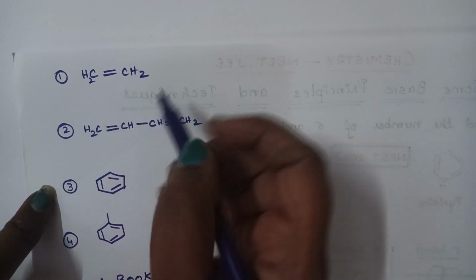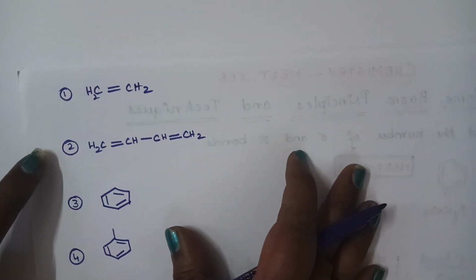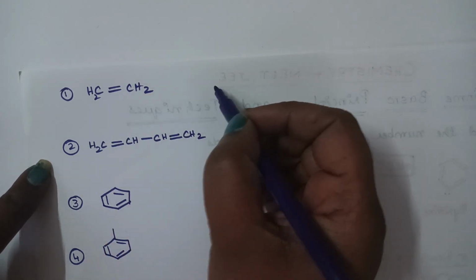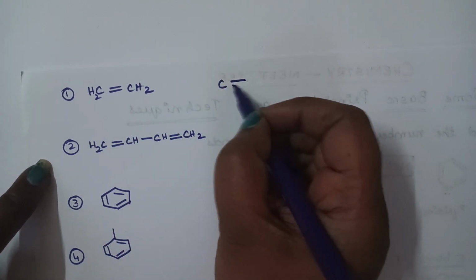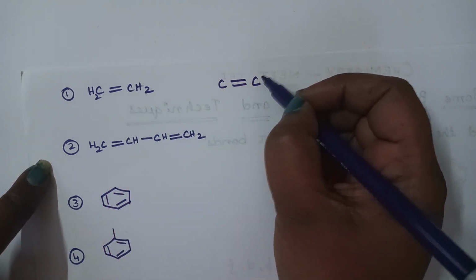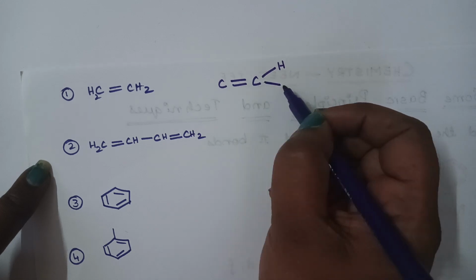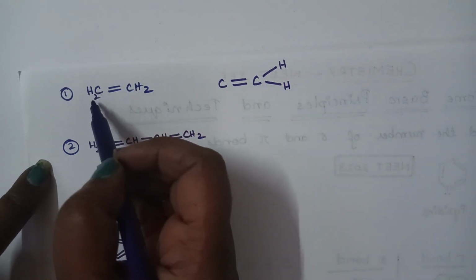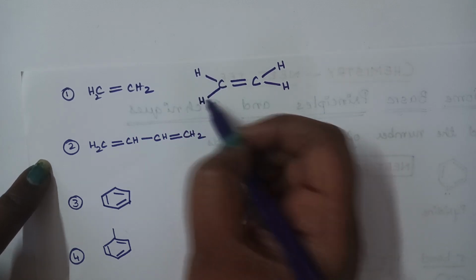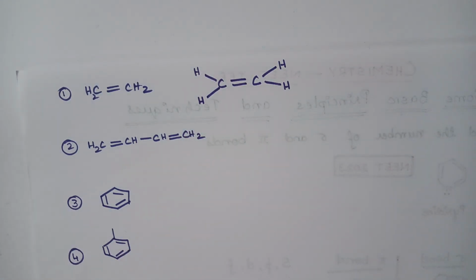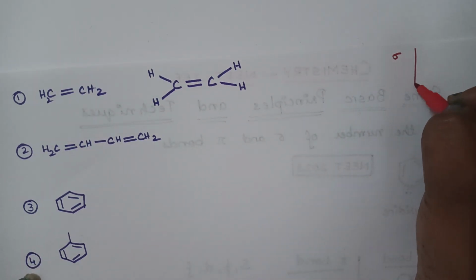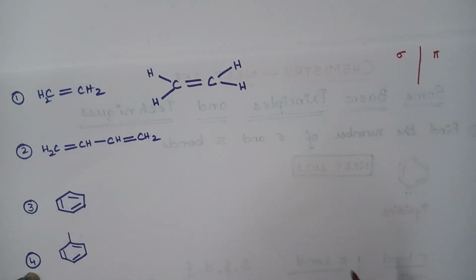First, students, write the complete structure of the molecule. That is carbon, double bond carbon. To this carbon, two hydrogen atoms are attached, so write separately like this, hydrogen, hydrogen. To this carbon also, two hydrogen atoms are attached, hydrogen and hydrogen. Now count the number of sigma bonds and pi bonds. We will write here the number of sigma bonds present and the number of pi bonds present.